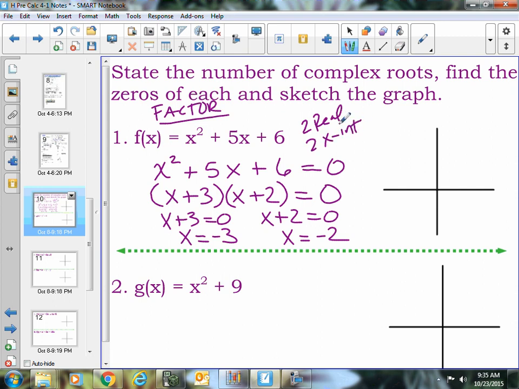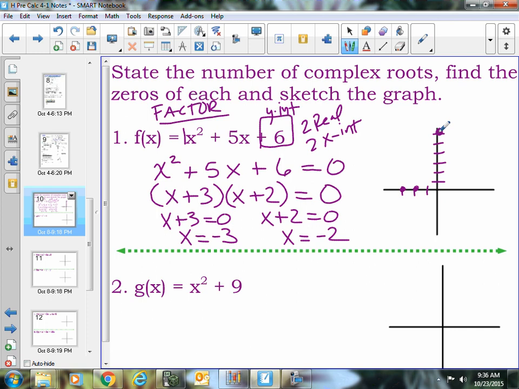So when we make a sketch, we for sure need to have those points on there, -3 and -2. Now here's the goofy thing though. I really don't have a lot else to go on. I know the parabola opens up because my leading coefficient's a 1, and I know something else about the graph by looking at the equation. That number right there, the +6, would be what point on the graph? Well, when x is 0, y would be 6, so that's your y-intercept. That's something else you can always put on the graph.